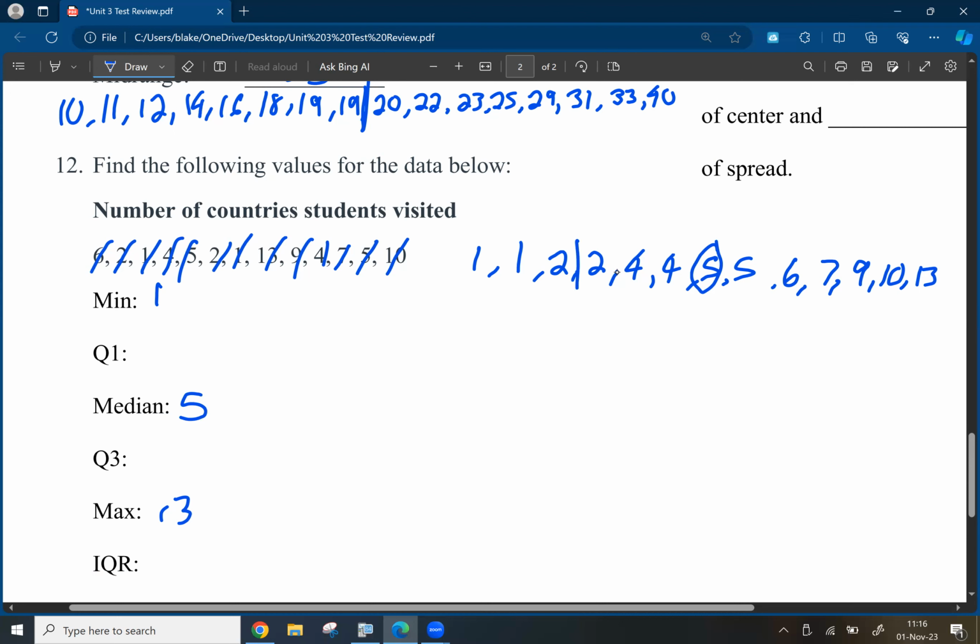Then my quartiles. Quartile 1 is going to be the average of 2 and 2. We'll have to add these up and divide by 2. Quartile 1 is 2. And then quartile 3, Q3, is between 7 and 9. 7 plus 9 divided by 2 is 8. So Q3 is 8.